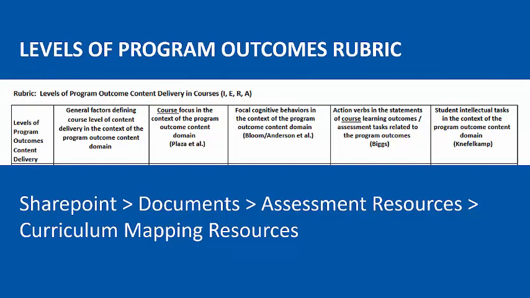To assist you with this process, we have provided you a Levels of Program Outcomes rubric. This is located on our SharePoint site in the Curriculum Mapping Resources folder. The rubric provides criteria for each level instruction determined by the following: general factors and characteristics of each instructional level as described earlier, the course focus in the context of the program, focal cognitive behaviors of the student, action verbs in the statements of course learning outcomes, and the intellectual tasks required of the student.